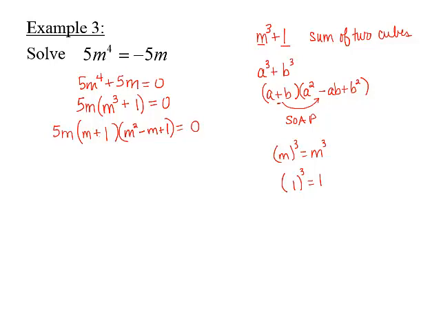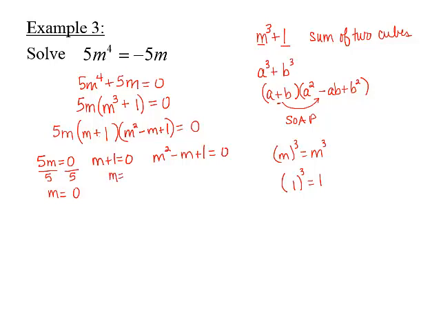So our factoring is complete at this point. The trinomial that we obtain from the sum of two cubes is not factorable. We will leave it in this form, and then we have to apply the quadratic formula or some other means to solve this equation. Setting each of the factors equal to 0, we get 5m equals 0, m plus 1 equals 0, or m squared minus m plus 1 equals 0. Divide by 5 to get m is equal to 0.